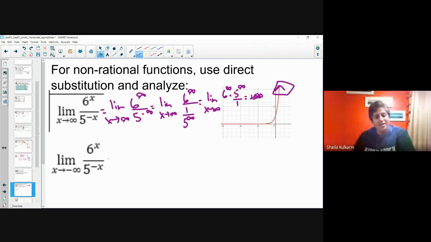All right, let's try another one. This is asking me the limit as x approaches negative infinity. So it's basically asking me where the left-hand side of the graph ends up. What is its end behavior? Let's look at the graph real quick. It looks like the left side's end behavior is 0. So let's see if we get 0 when we try direct substitution.